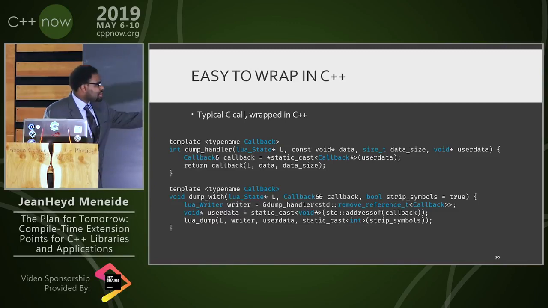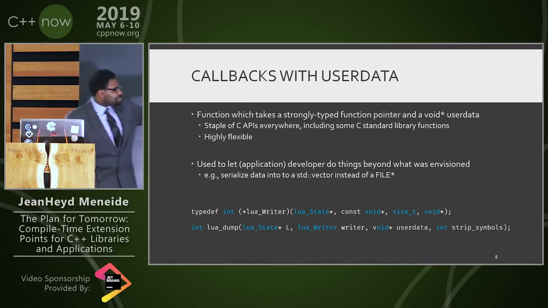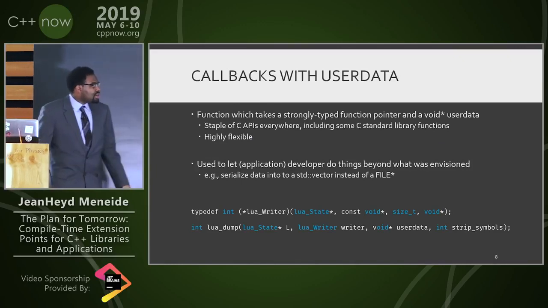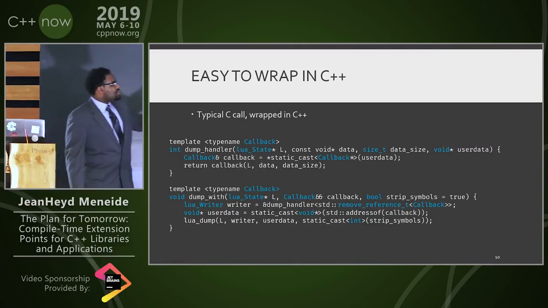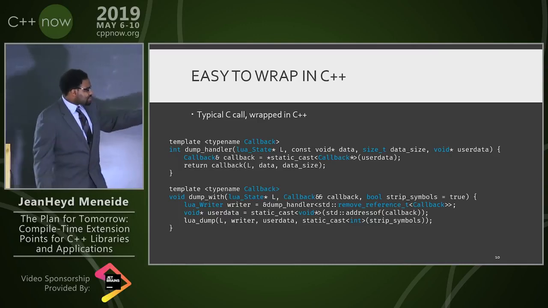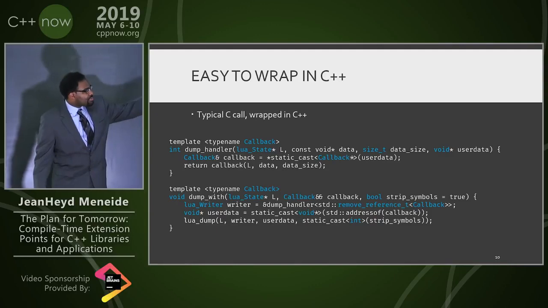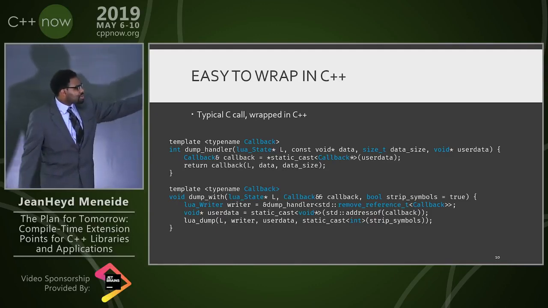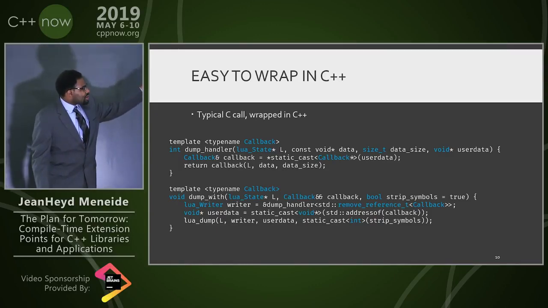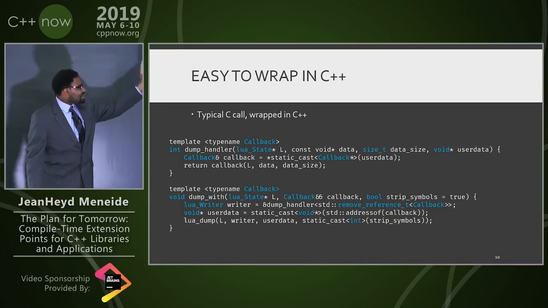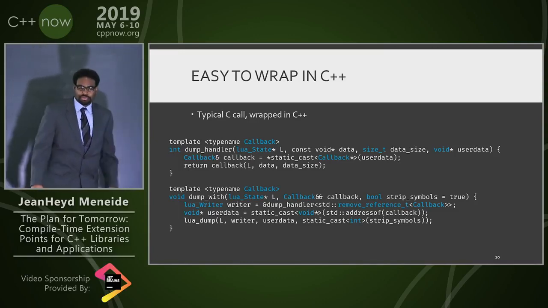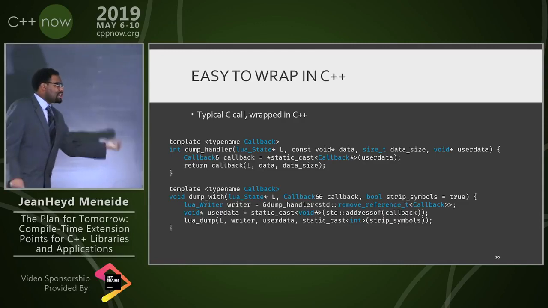So I'm using the same code from here, with these two example functions. The idea here is that I have this handler that can handle that. All it does is it casts from the void star to the callback type, which was given as a template type, right? And then it just calls the callback with the three parameters that it needs, so the state, the data, and the size.